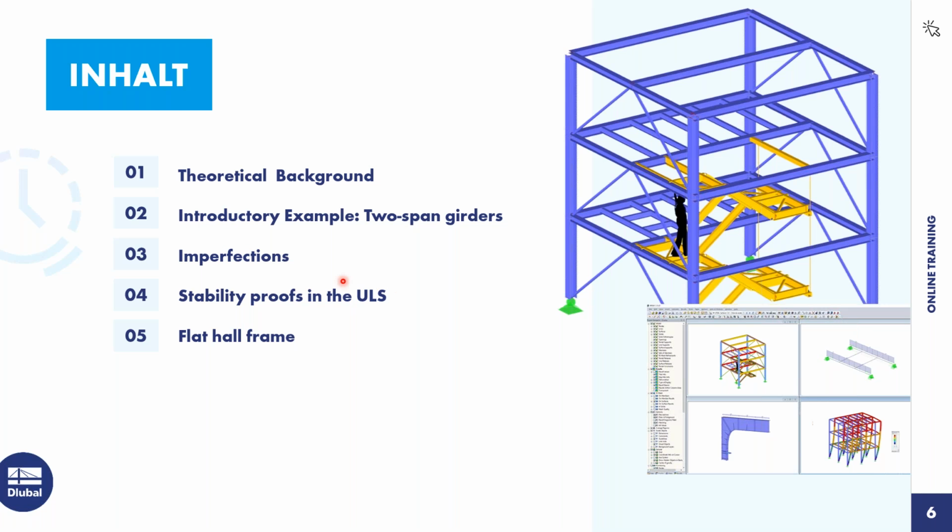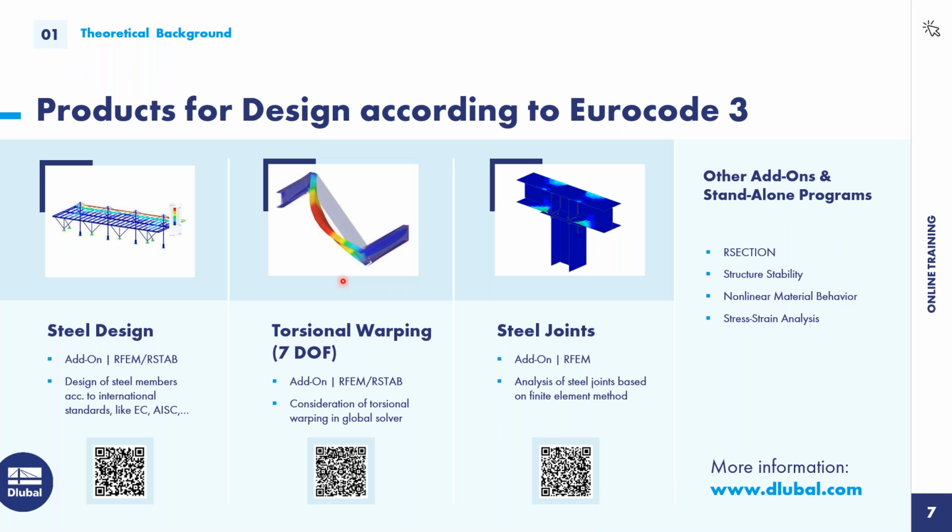So what products do we have for design according to Eurocode 3? We have the basic Steel Design add-on, and the big advantage here is that you have all international standards included. When you would like to perform your steel design according to the Eurocode, you can do this, or the American standards are also possible, or Swiss standards. This is the add-on we will cover today.